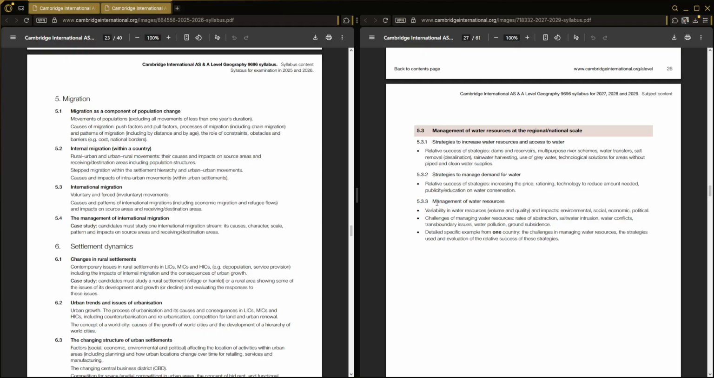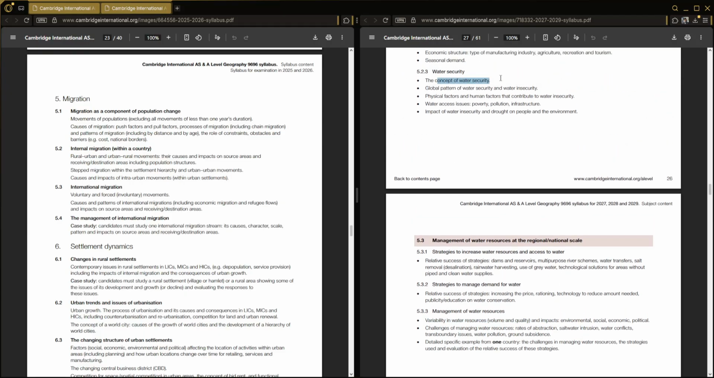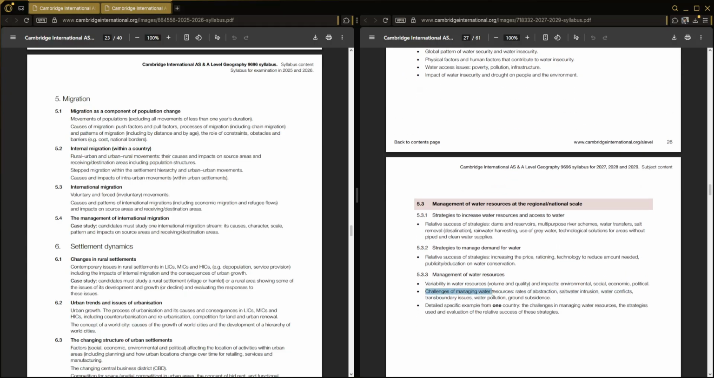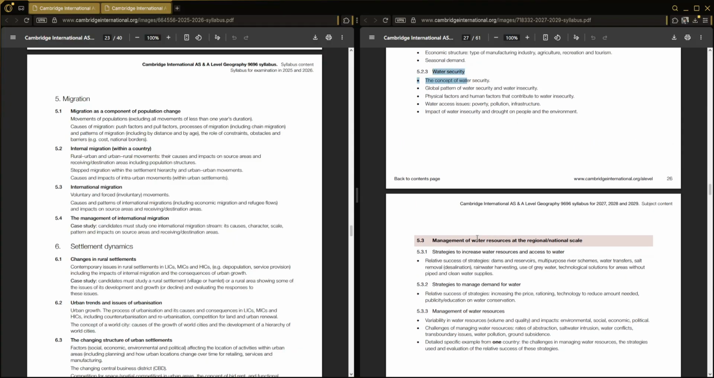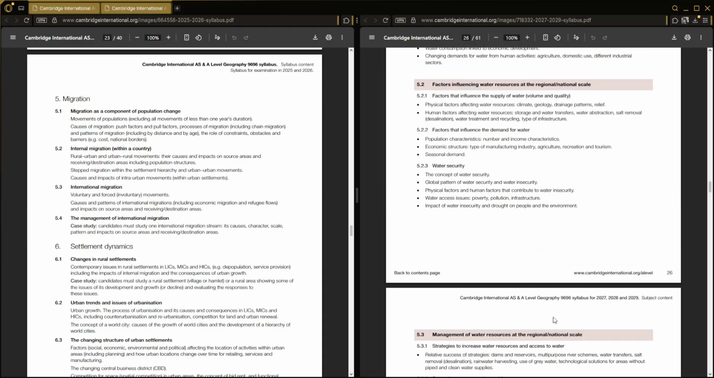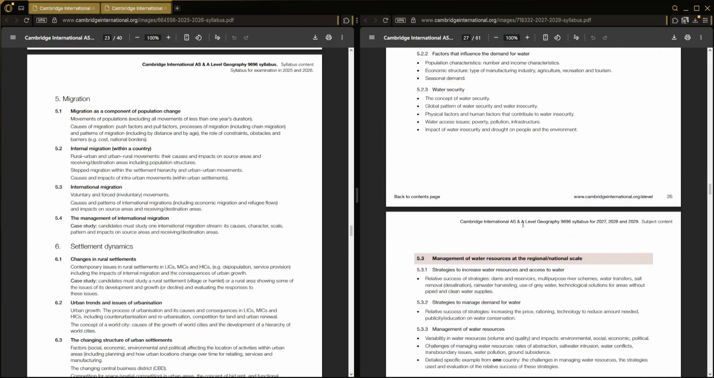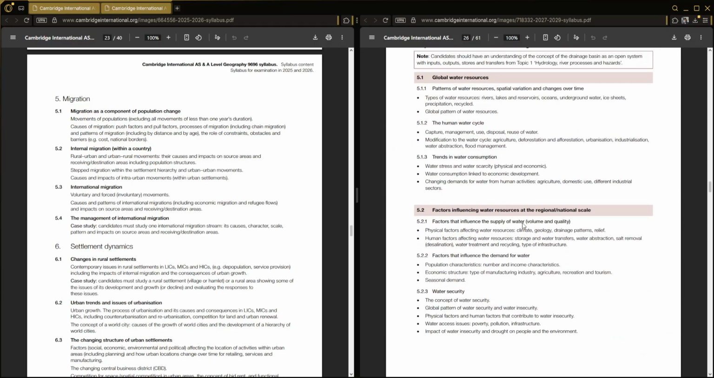5.3.3, management of water resources. Variability in water resources, volume, quality, and impacts. Basically, water security. Challenges of managing water, rates of abstraction, salt water, and so on. Again, it's very similar to water security. And as you can see here, this topic is very, very linked together because it's building on everything.